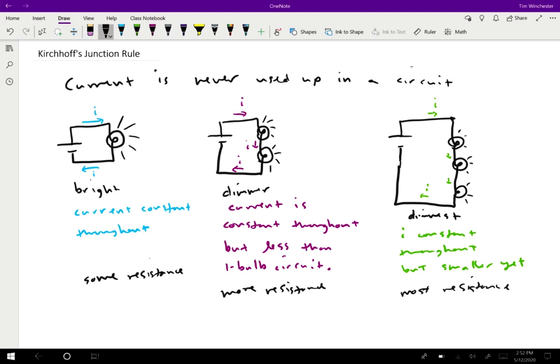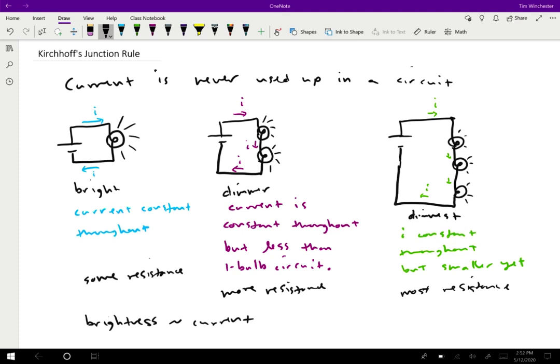Okay, another thing to notice is that it seems, based on these three cases, that the brightness of the bulbs corresponds to the current. So if there's more current, then they're brighter. If there's less current, then they are dimmer. And that's something that we will use in more cases.